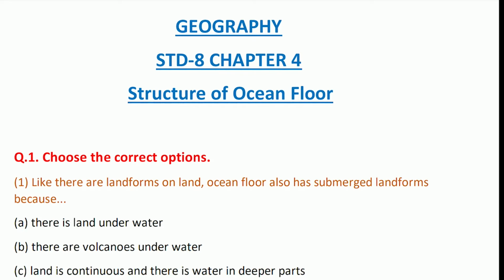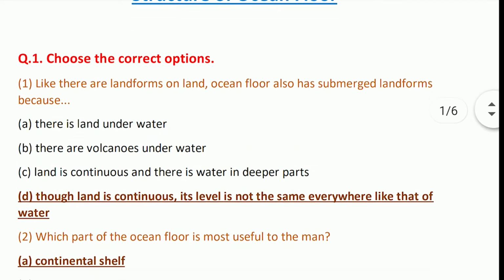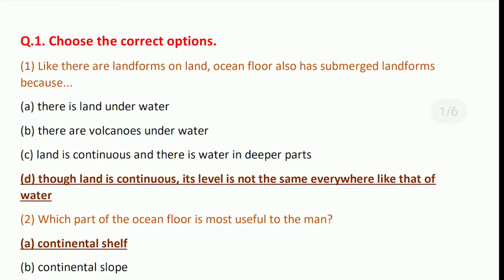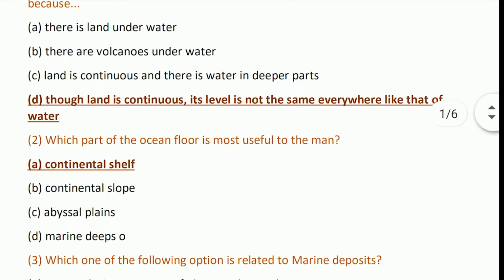So let's complete the notes. First, our question is: choose the correct answer. Just as there are landforms on land, ocean floors also have some submerged landforms, because though land is continuous, its level is not the same everywhere, like that of water. What part of the ocean floor is the most useful? The continental shelf.